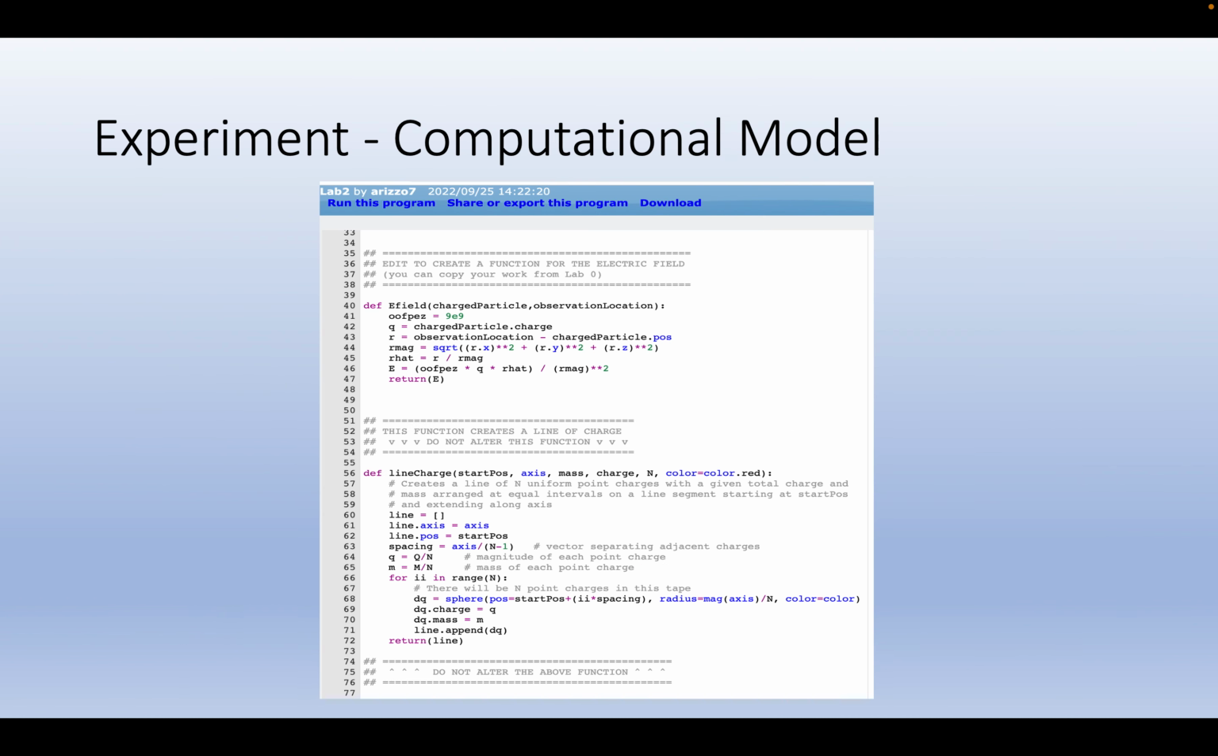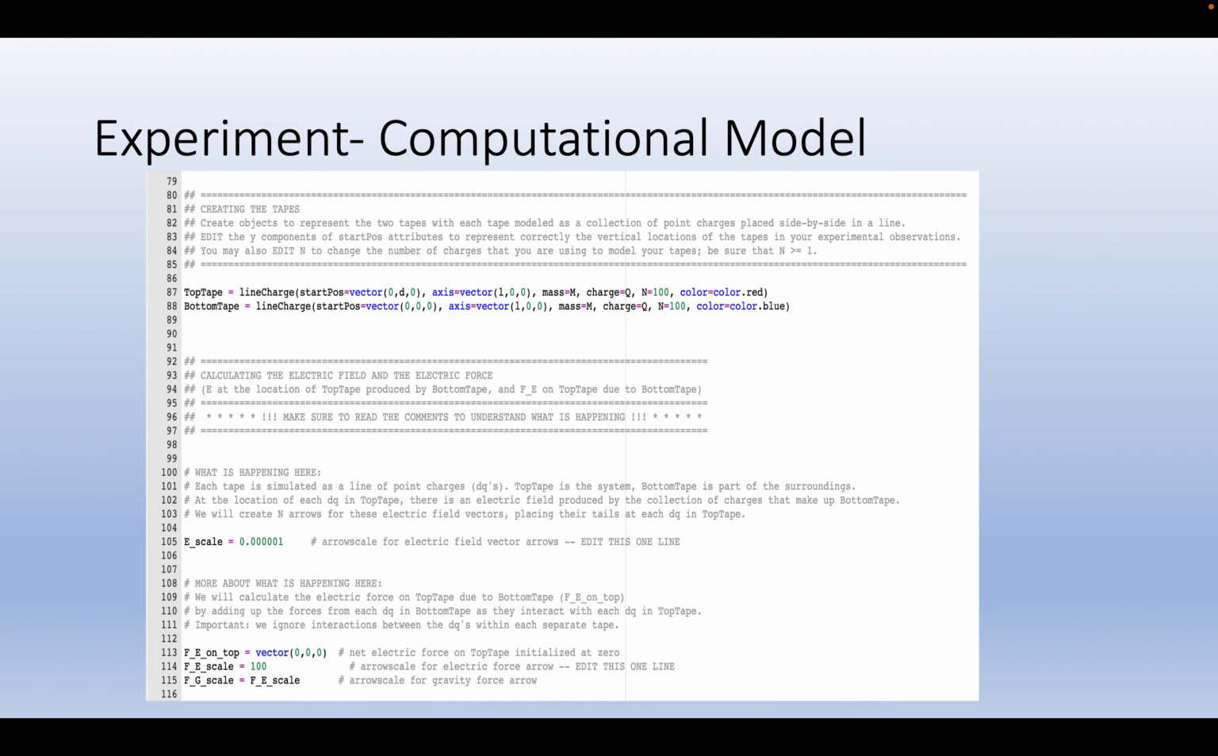So moving into the bulk of my computational model. This is where we're going to start with the function for the electric field. This is coming from what we did in Lab 1. Next, we are going to have another function that's going to create a line of charge. This function was included and we did not need to alter it. Next, we are creating the actual tape objects. So we are going to set up the top tape and bottom tape objects at the top of the screen.